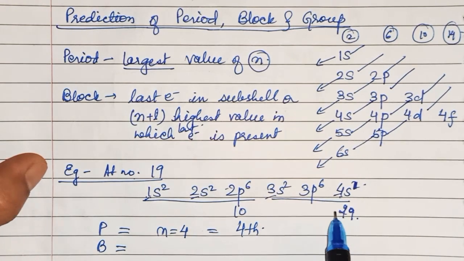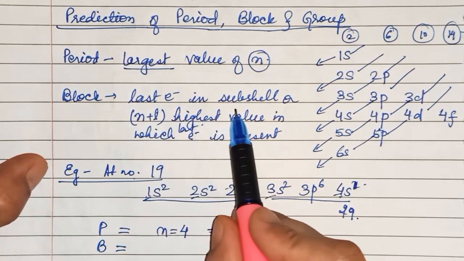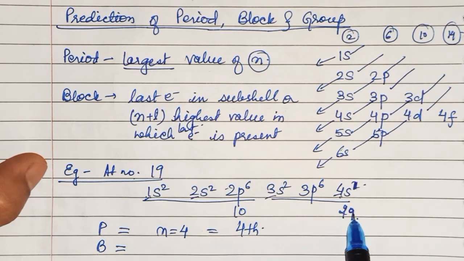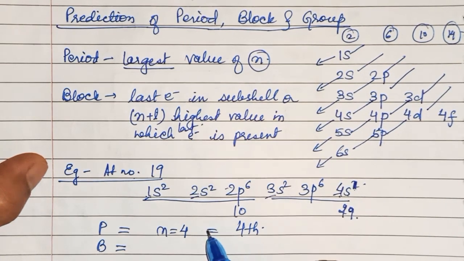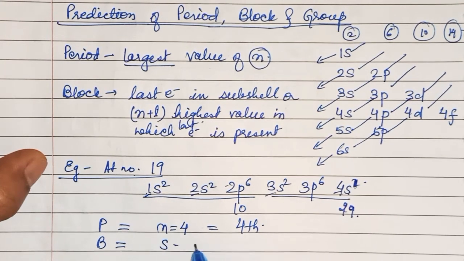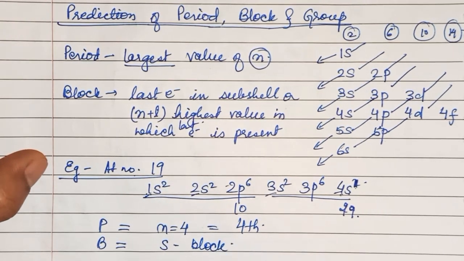For the block, you can find it from the subshell of the last electron. The last electron is the 19th electron. It is in the subshell s. So you can write it is the s block.